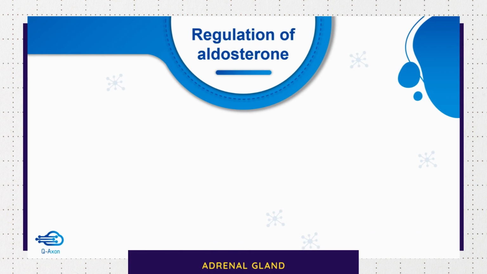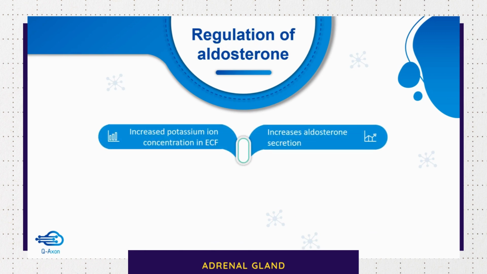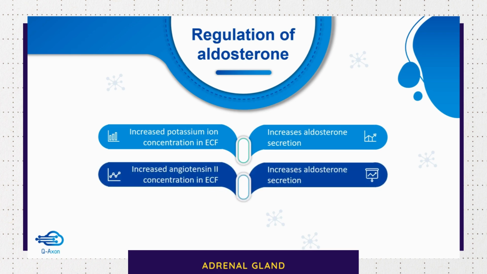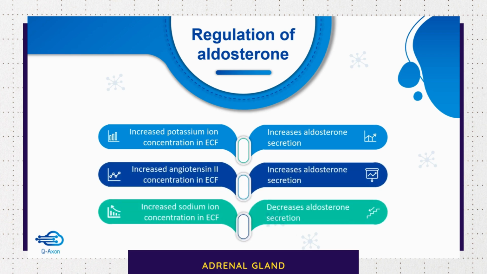Aldosterone is mainly regulated by potassium levels in the extracellular fluid, sodium levels, and angiotensin levels. Increased potassium ion concentration in ECF can cause increase in aldosterone secretion. Similarly, increase in angiotensin 2 concentration in ECF also results in increase in aldosterone secretion. However, increased sodium ion concentration in ECF will result in decreased aldosterone secretion.